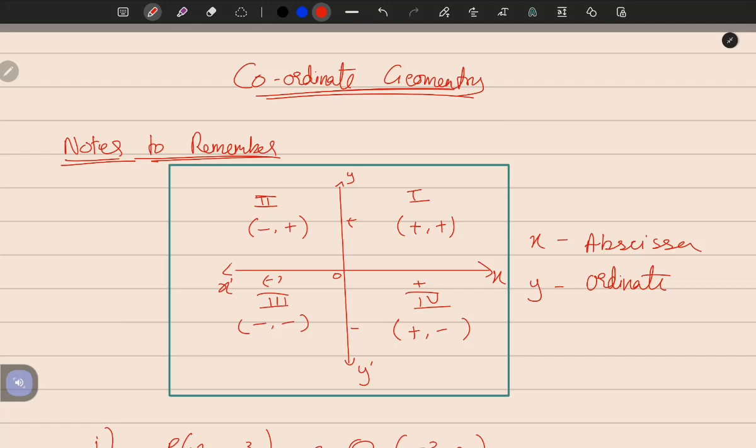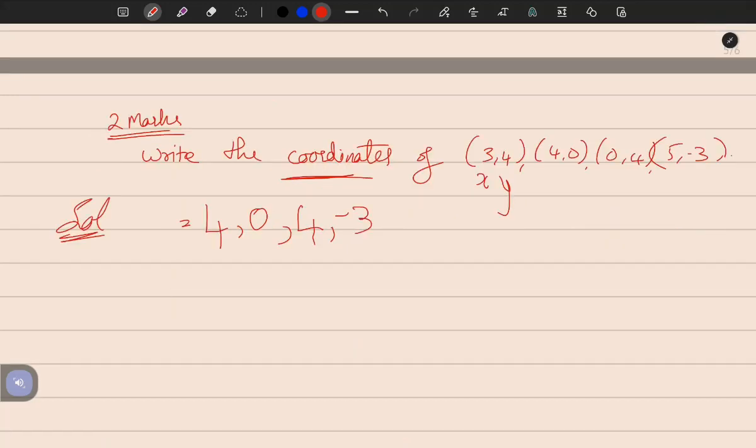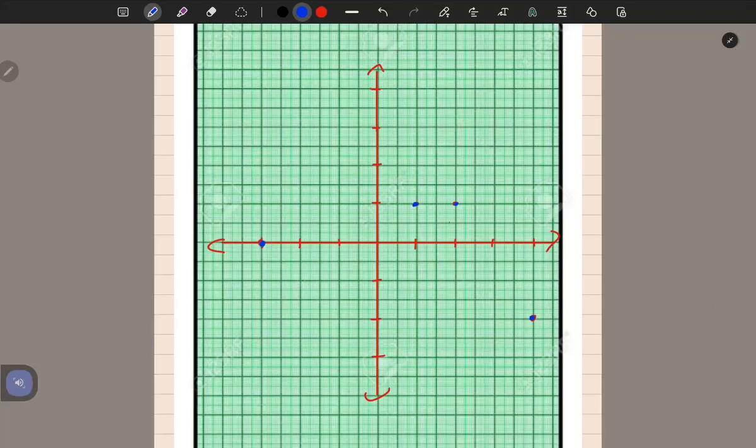For reference, you can see this in the notes to remember. So you have to remember: x equals abscissa and y equals ordinate. If you find these sums, don't leave this. This is very important. Always draw one graph in your answer sheet. Always remember what is x dash and where is y dash.